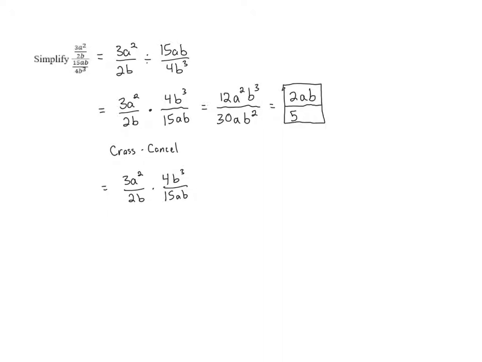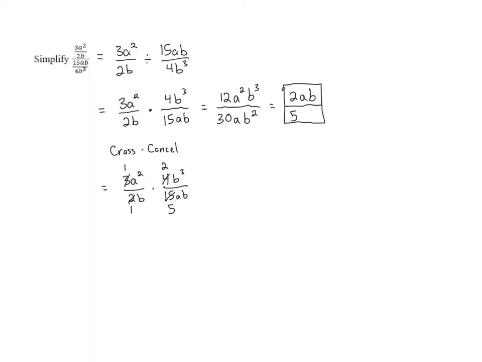Now, if we look to see what reduces or cancels, we notice that there's a 3 and a 15, and those are both divisible by 3. So if we reduce them by 3, that leaves us with 1 on the top and 5 on the bottom. We also notice that the 2 and the 4 are both divisible by 2. So if we reduce those by 2, 4 divided by 2 is 2. 2 divided by 2 is 1.